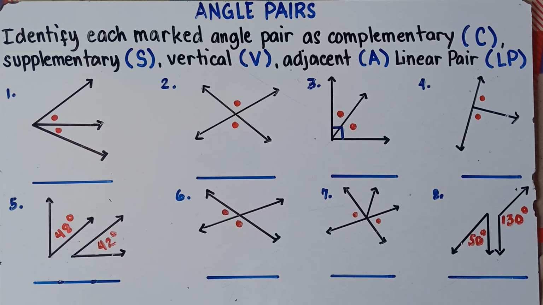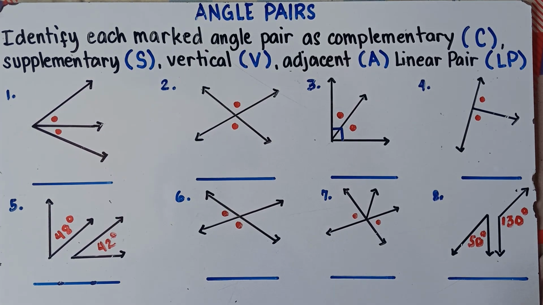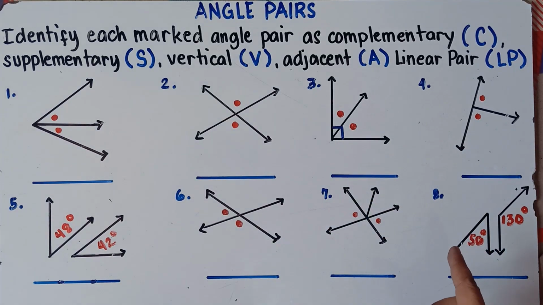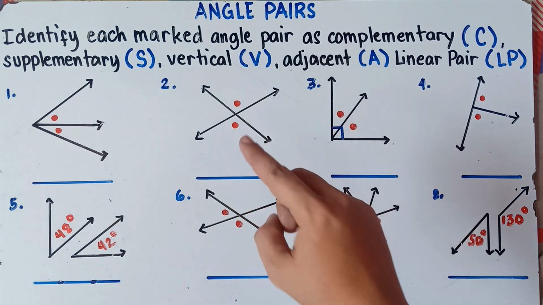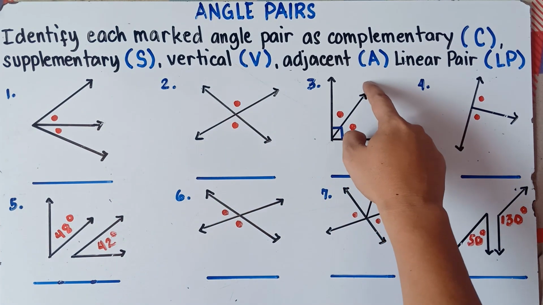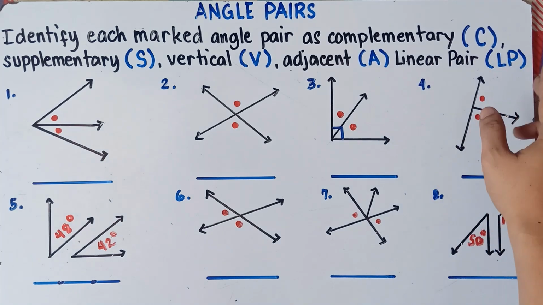Our topic for today's class is all about angle pairs. We're going to identify each marked angle pair as complementary, for which we will write C; supplementary, we will write S; vertical, we will write V; adjacent angles, we write A; and linear pair, we write LP.